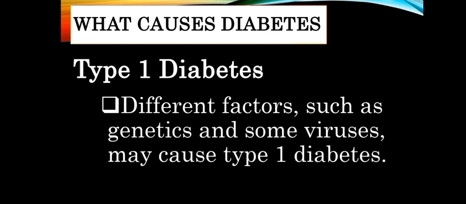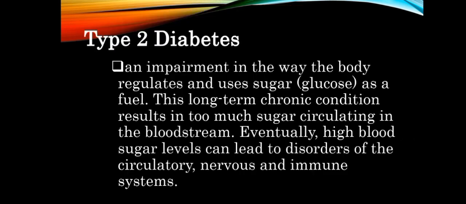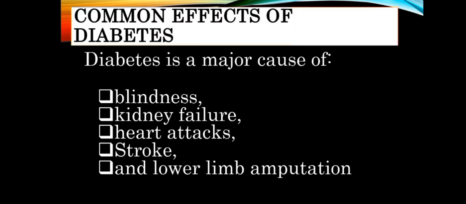Type 1 diabetes. Different factors such as genetics and some viruses may cause type 1 diabetes. Although type 1 diabetes usually appears during childhood or adolescence, it also develops in adults, while type 2 diabetes is a long-term chronic illness caused by high blood sugar intake of the human body, which can lead to major complications such as blindness, kidney failure, heart attack, stroke, and lower limb amputation.